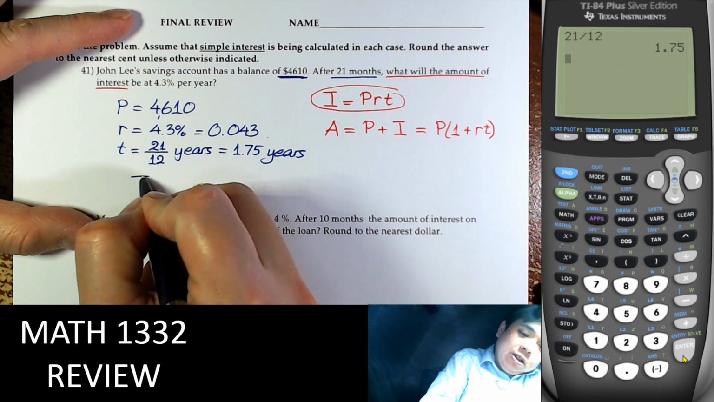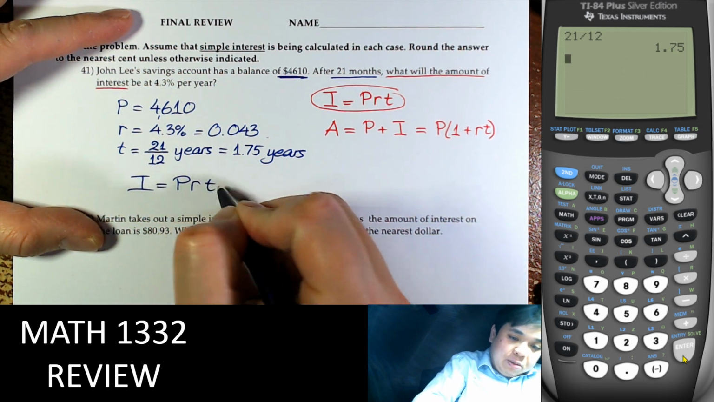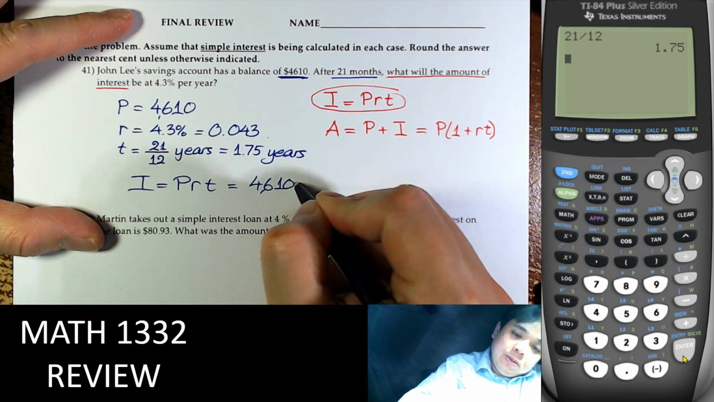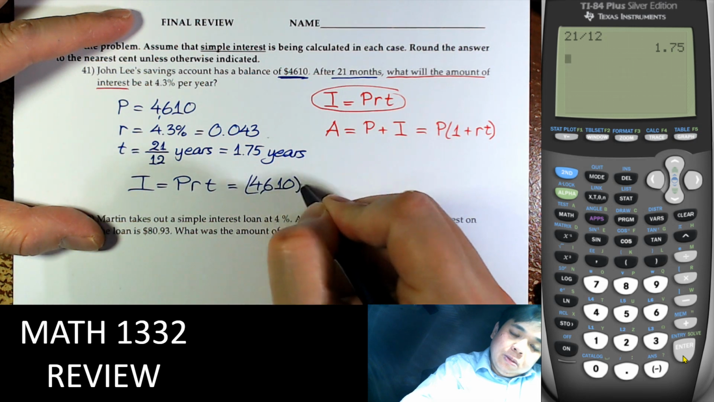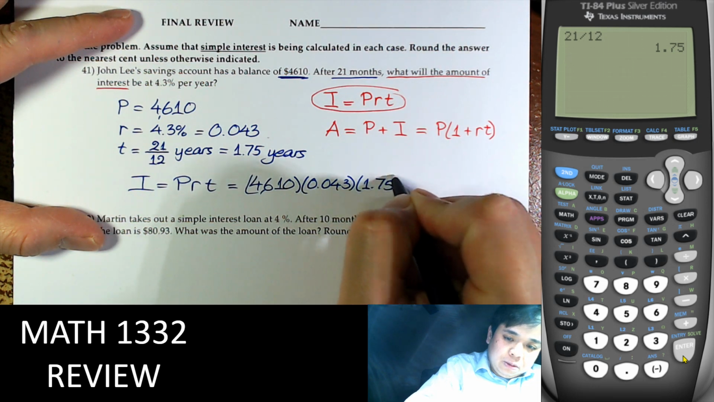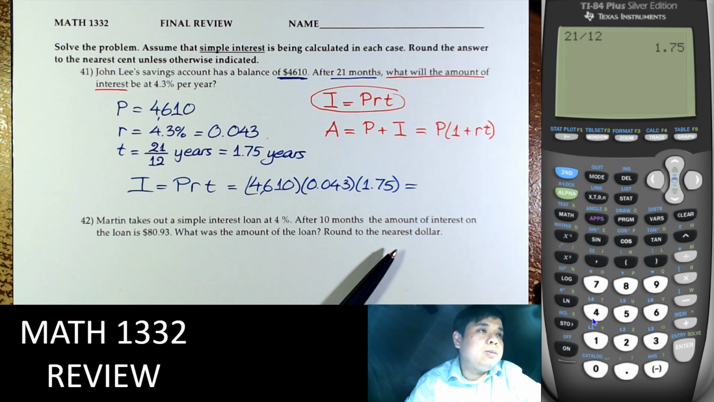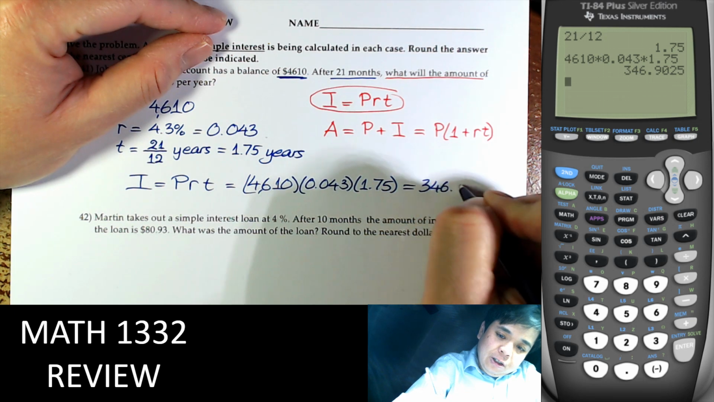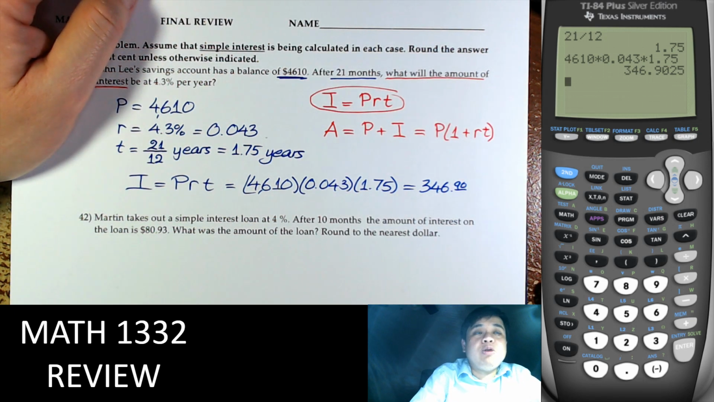And then finally the interest is equal to the principal times the rate times time. Multiply all three of them. Right, so I have 346.490. Right, so that's what we do.